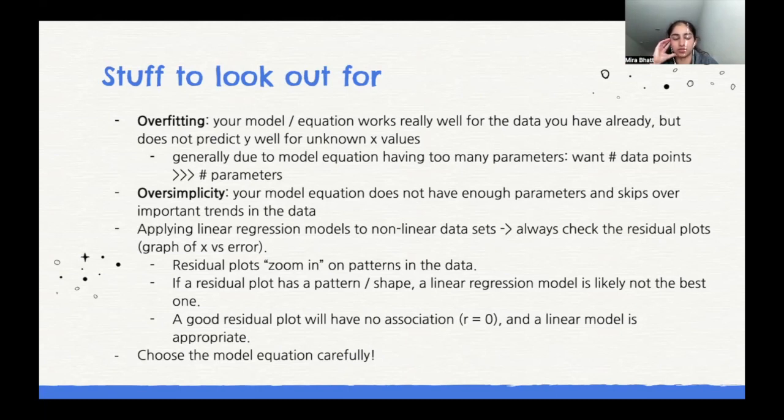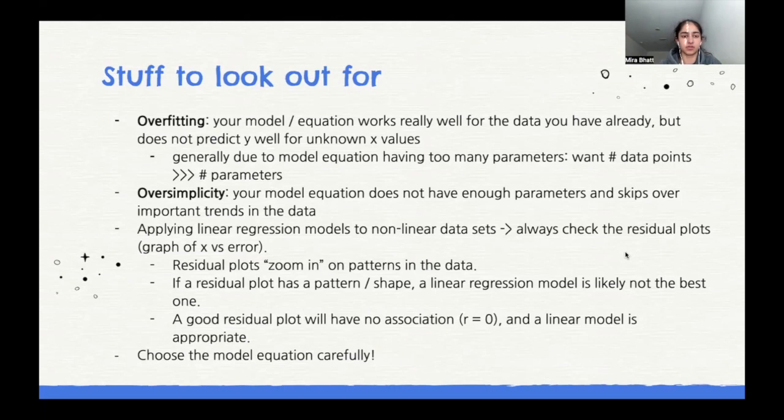The opposite issue is underfitting, or oversimplicity, which is when you fit a much too simple model to it. That'd be like if you try to fit a straight line to a parabola. That also isn't really representing your data very well, and it's skipping over a lot of the important trends. This is why it's super important to plot your data first. You can get a pretty general sense of what's going on.